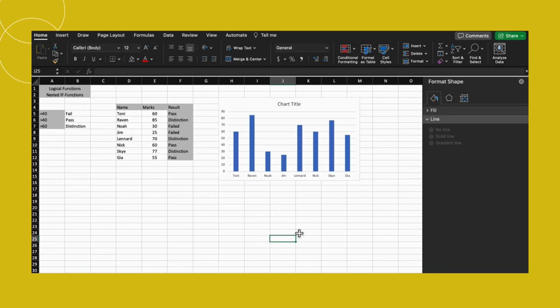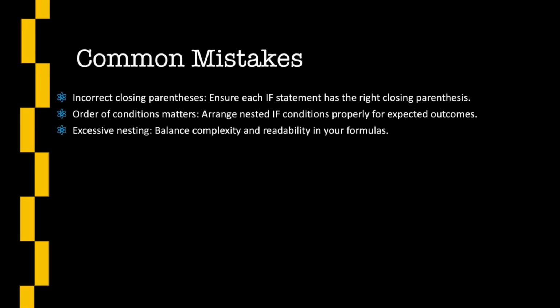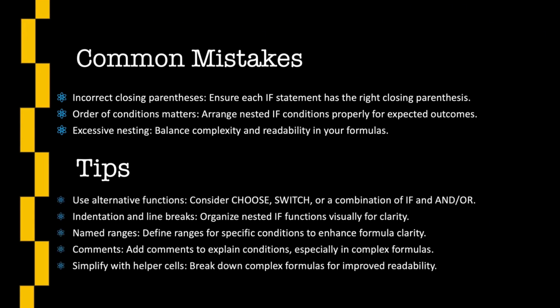We should also discuss the common pitfalls users might encounter when using nested if functions. We'll provide valuable tips for optimizing these functions, enhancing both readability and efficiency. A common mistake would be the incorrect closing of parentheses. You should also arrange the nested if conditions properly for your expected outcome. You can find useful tips at the bottom of this slide.